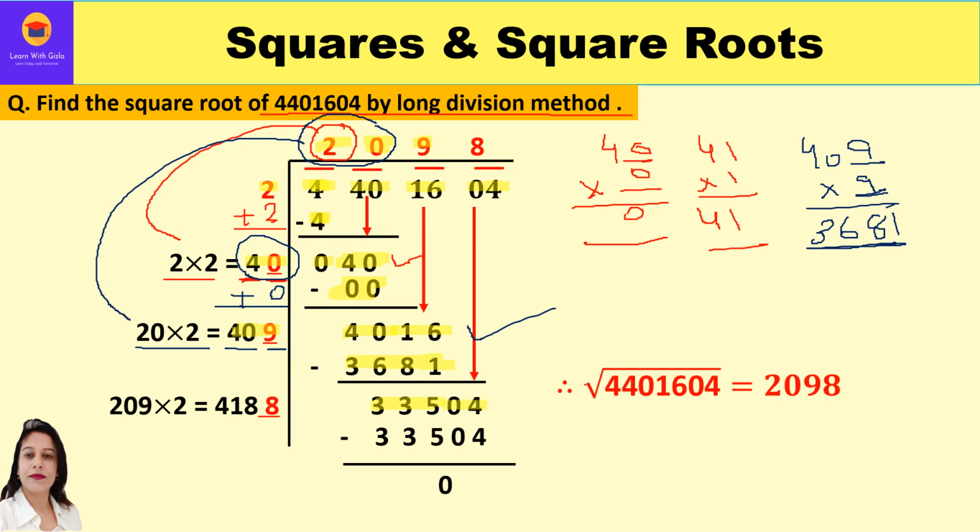Now bring down the next period, that is 04. So my new dividend now is 33504.